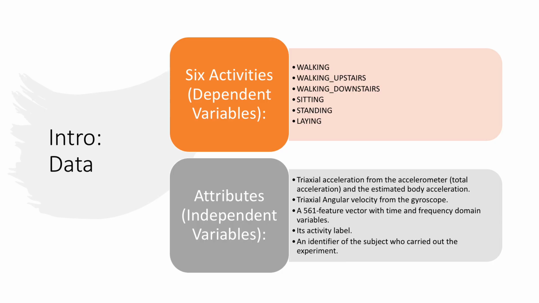We have 6 activities: walking, walking upstairs, walking downstairs, sitting, standing, and laying. These are our dependent variables. This is what we're aiming to predict. And we are doing that based on these 5 independent variables or attributes. We'll use these to try to predict our dependent variable.